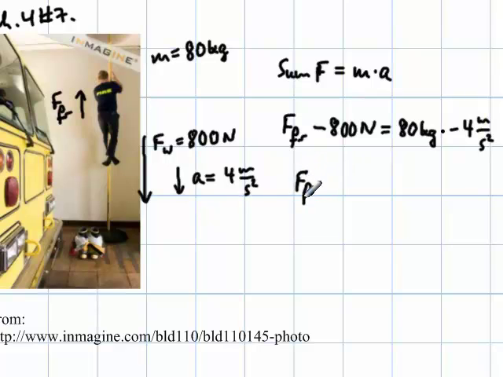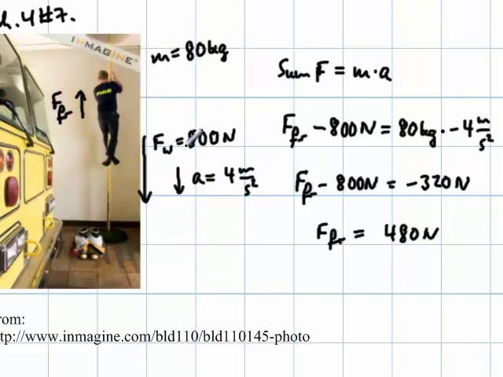The frictional force minus 800 newtons equals negative 320 kilograms meters per second squared, which is also newtons. And now we add 800 newtons to the other side, and we come up with a positive 480 newtons. You can do that on a calculator. Negative 320 plus 800 is 480 newtons. So that's the force up.